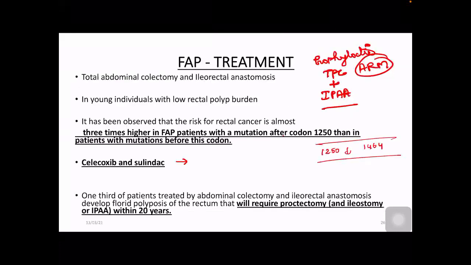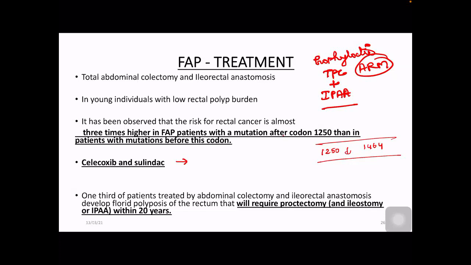Fine. So this is how the treatment of FAP is. The treatment is always prophylactic total proctocolectomy with ileal pouch anal anastomosis. Always anorectal mucosectomy is included with it. You can skip an anorectal mucosectomy if the rectal polyp burden in the lower third of the rectum is less. In young individuals, if the rectal polyp is not present or if the rectal polyp burden is very low, you can do a total abdominal colectomy and ileorectal anastomosis and keep the patient under surveillance.